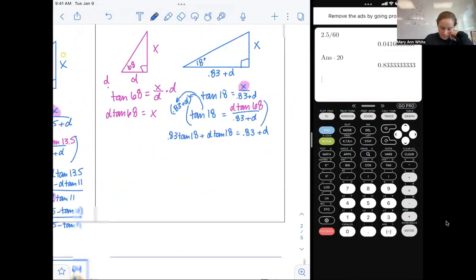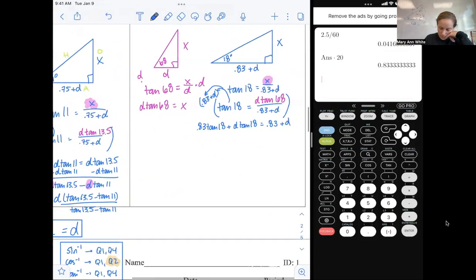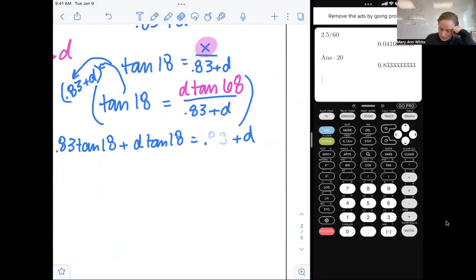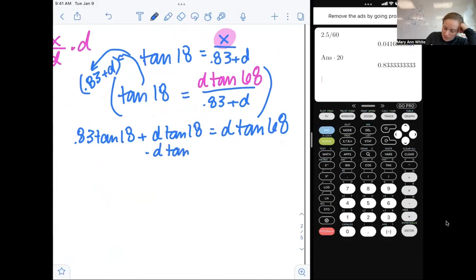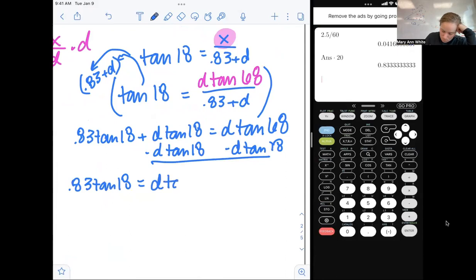I messed something up. Sorry, this side should be the numerator, which is D tan 68. Oh, that was crazy for a second. All right, minus your D tan 18. And then we'll factor that D out of everything. As much as I want D tan 68 minus D tan 18 to be D tan 50, it's not. Take that D out of both things.